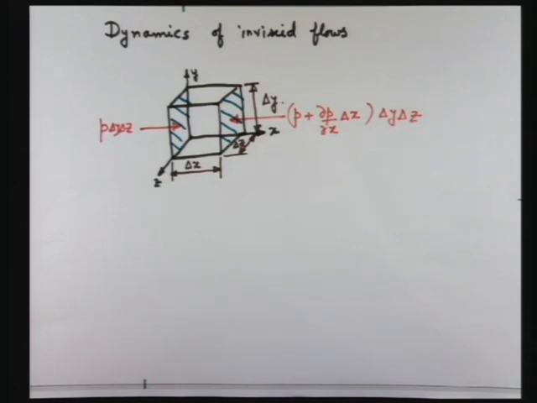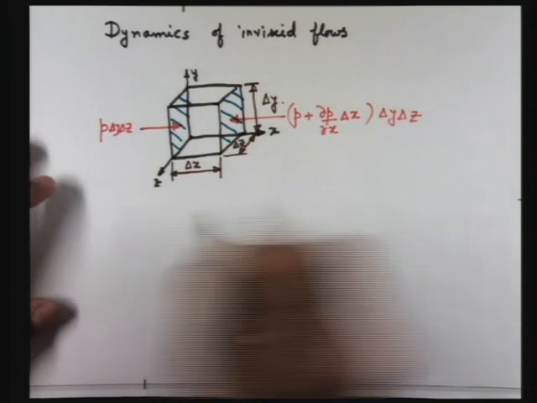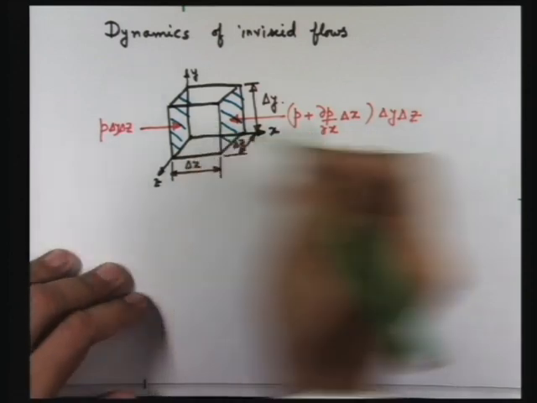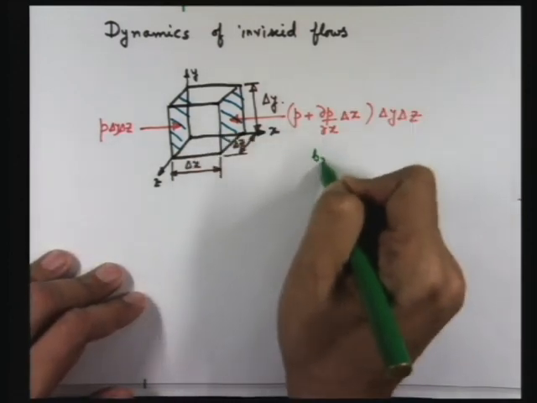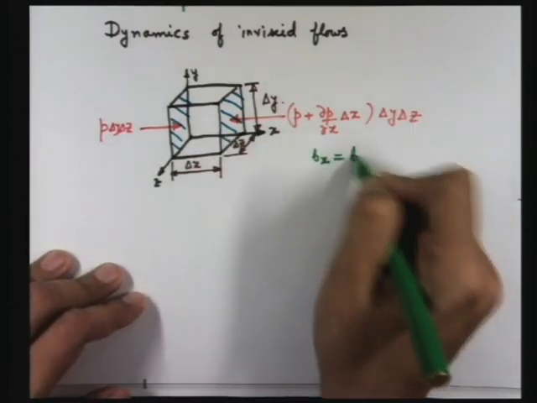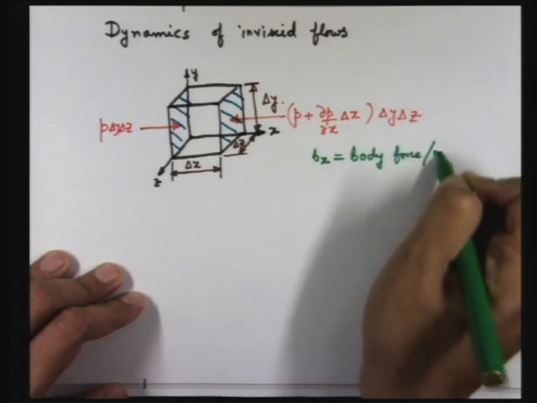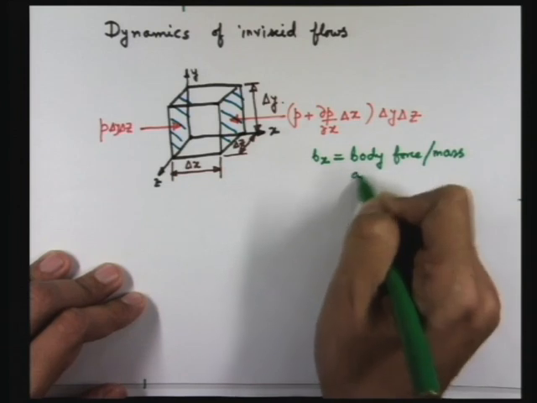So let us say that Bx, let me write it with a different color. Let us say that Bx is the body force per unit mass along x.